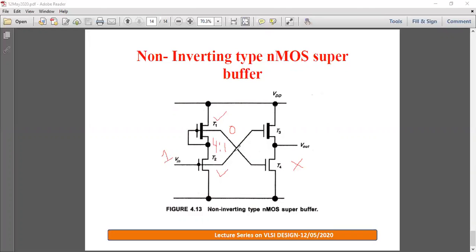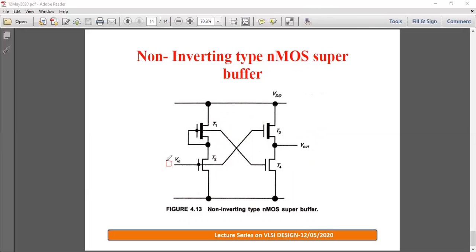T3 is connected to Vin, so T3 gate is at VDD. So depletion device, this device is on, hence Vout will be shorted to VDD. So Vout will be logic 1. So you can observe input is 1, you are getting output as 1. That is a non-inverting state.